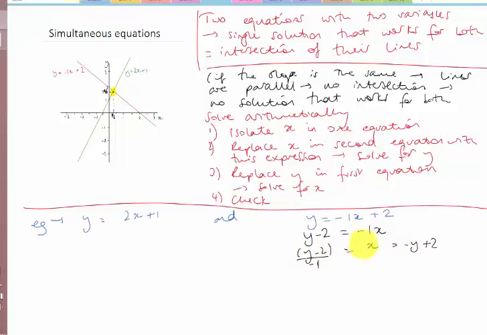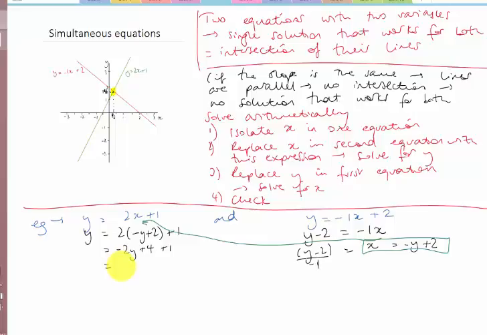Alright, so now we've got this. And I'm going to take it over here to the other side, and everywhere I see x, I'm going to replace it with minus y plus 2. Which is to say that y is equal to 2 times minus y plus 2, plus 1. So y is equal to minus 2y plus 4 plus 1. So we say y plus 2y equals 5. So 3y is 5, y is 5 thirds.